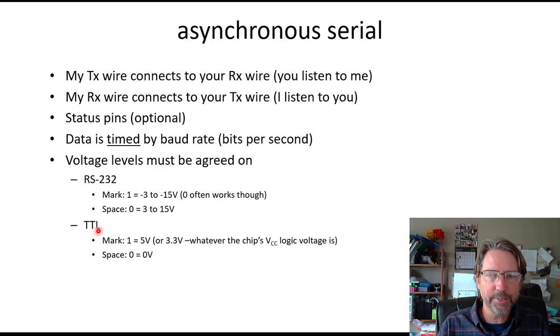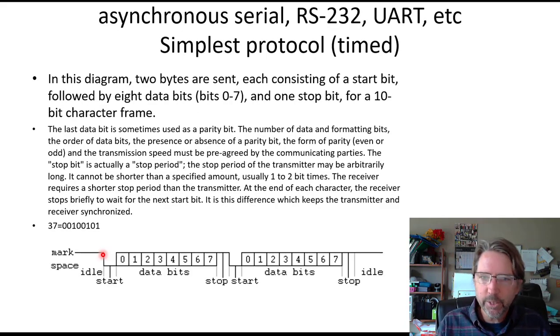TTL is transistor-transistor logic. This is the one that the Arduino uses. And a 1 is 5 volts if it's a 5-volt chip, or 3.3 volts for something like the ESP32 chip. And 0 is 0 volts. So this is the more common one you'll see these days. So on an oscilloscope, this is what you're going to see. To send 8 bits of data, we also have a start bit before and a stop bit after. So to send 8 bits, you have to actually send 10 bits.